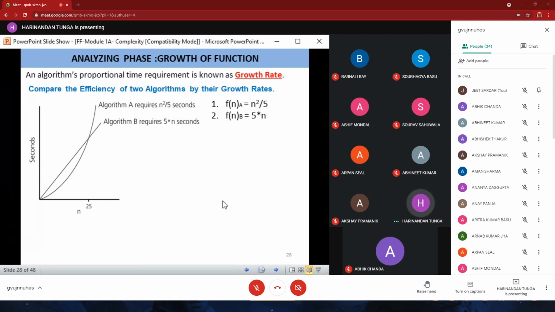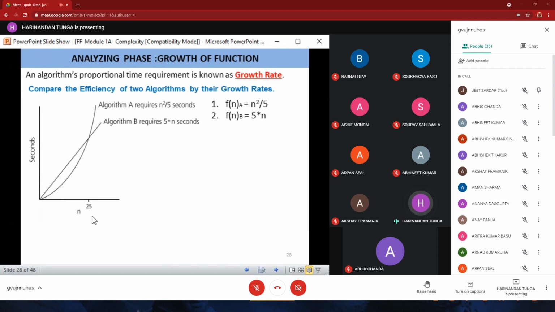In this slide, there is one graph. There are two axes. One is the time, and the other is the number of instructions, that means the problem size. The problem size is n and time is in seconds. There are two algorithms, algorithm A and B. We compare the efficiency of the two algorithms A and B by their growth rate.